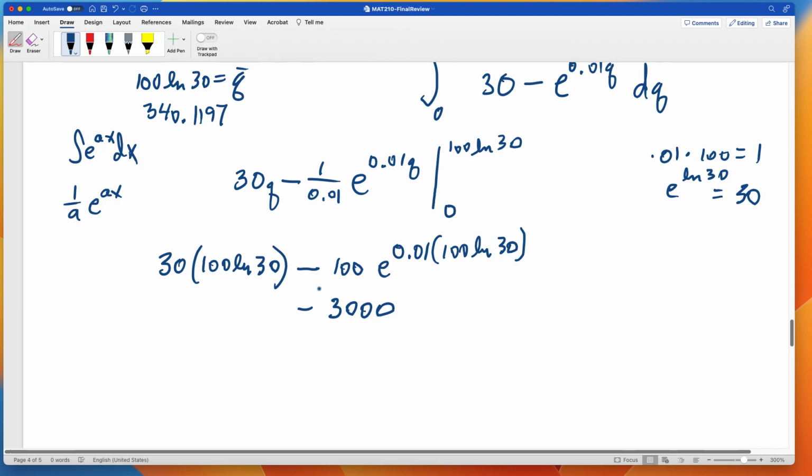But you could also plug all that in. Anyway, we get 100 times 30, $3,000. Over here, we'll get 3,000 natural log of 30. And now's the time to go ahead and plug all that in. Let me come down and grab my calculator so you can see.